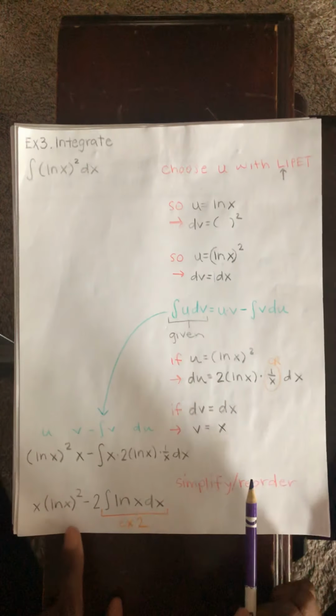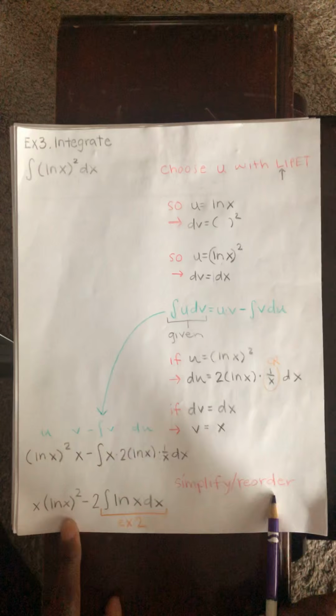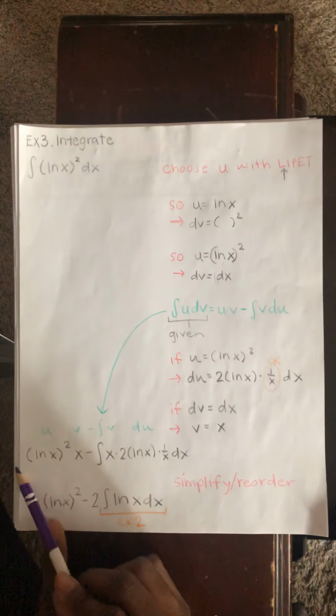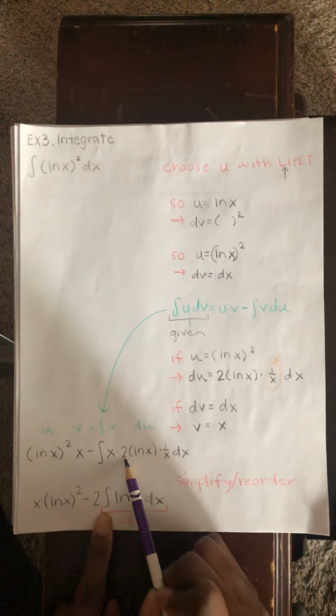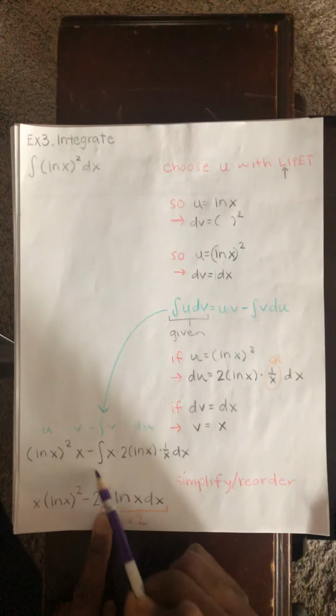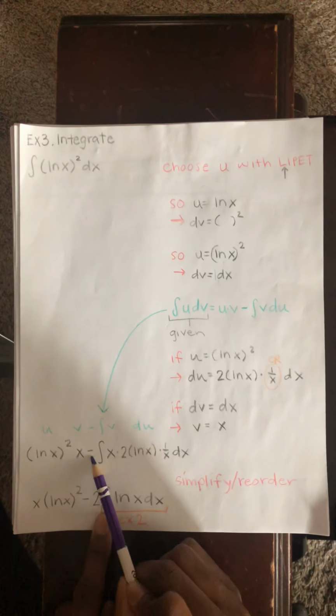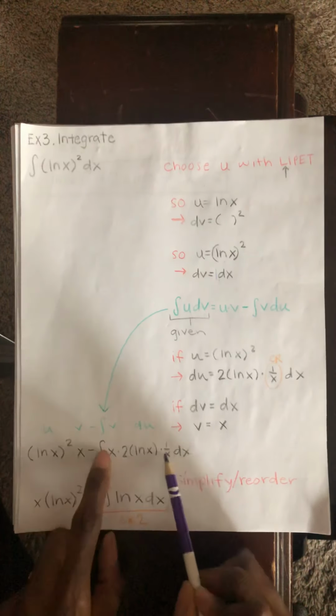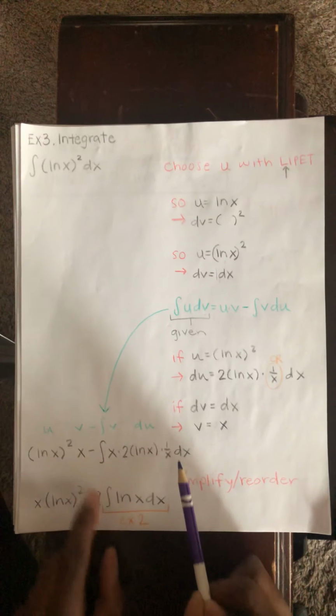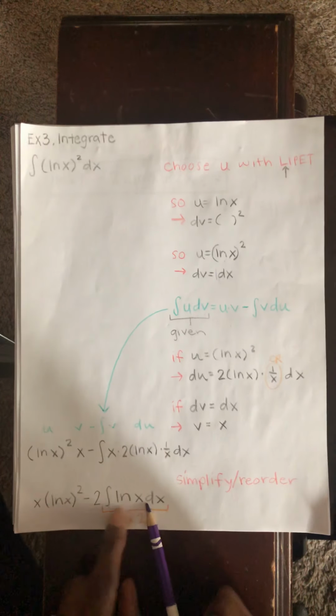And then once we do that, we can simplify and reorder. I moved this x over here, and remember, if you have just numbers or those scalars, you can move them on the outside of the integral. So I moved that 2 to the outside. These x's right here will cancel, and then we're just left with ln x, okay?